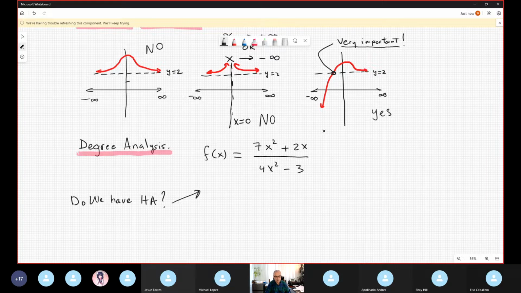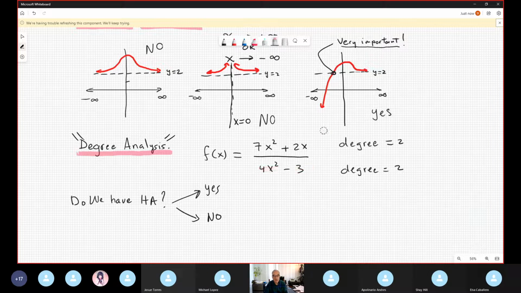So you have two possibilities, a yes or no question. For solving that problem, we are doing the degree analysis. What is the degree of the polynomial in the top? The degree of the polynomial in the top is 2. Remember, the degree is the higher exponent. And the degree of the polynomial in the bottom is also 2. Yes or no?